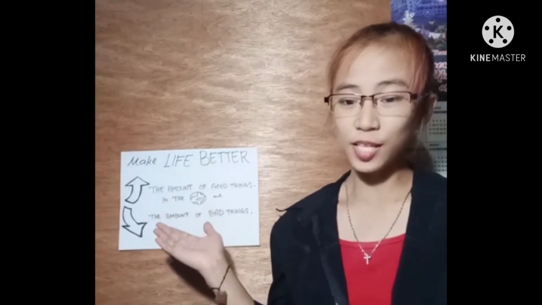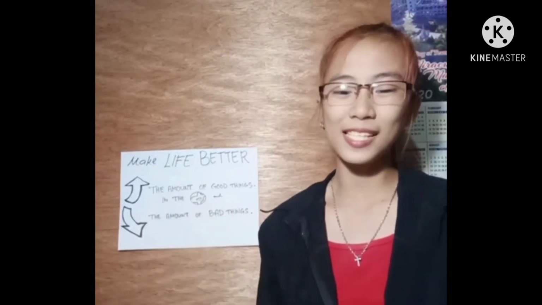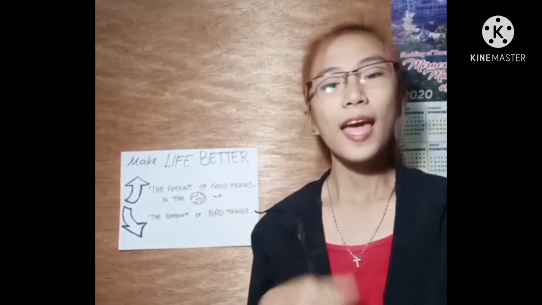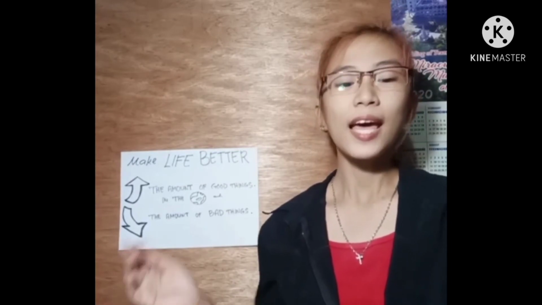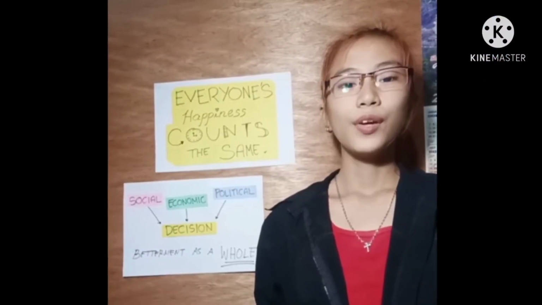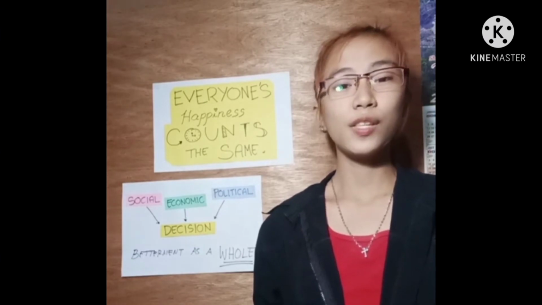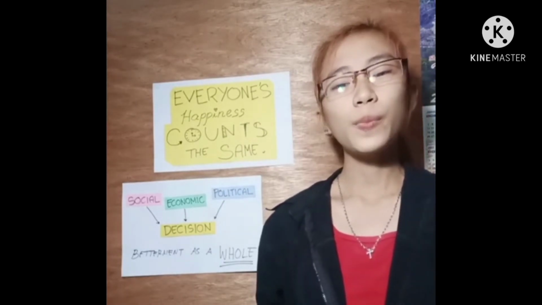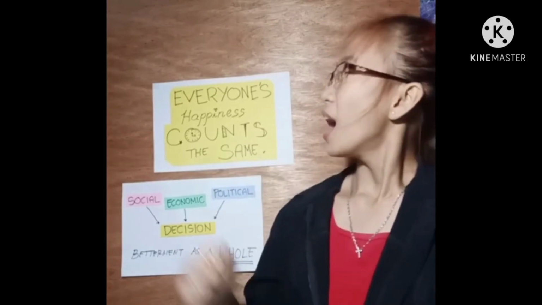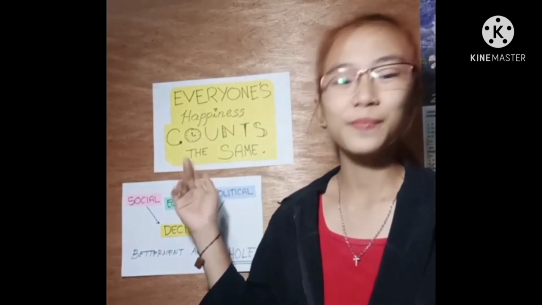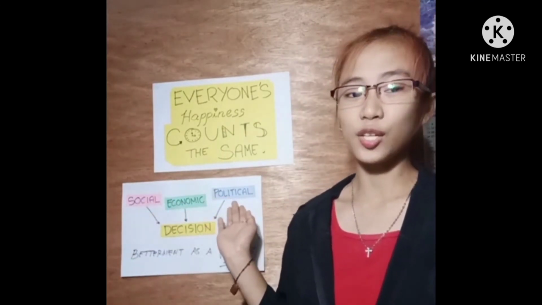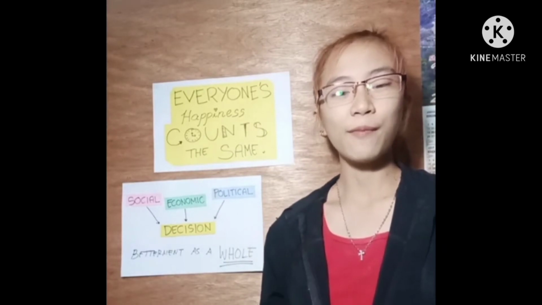So, it believes that the purpose of morality is to make life better by maximizing the amount of good things, that is pleasure and happiness in the world, and decreasing the amount of bad things, that is pain and unhappiness. Utilitarianism ought to maximize good, that is, to choose the one that will produce the best overall results. Also, in utilitarianism, everyone's happiness counts the same. When directed toward making social, economic, or political decisions, a utilitarian philosophy would aim for the betterment of society as a whole.